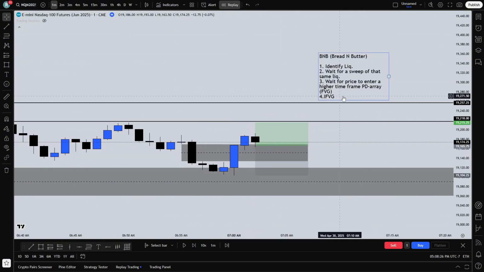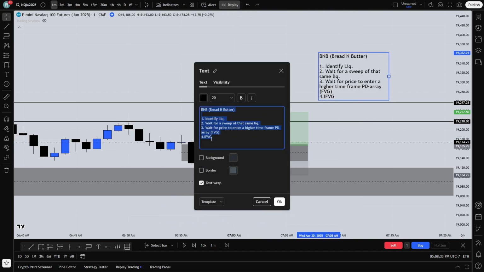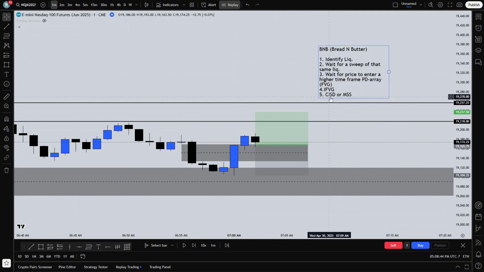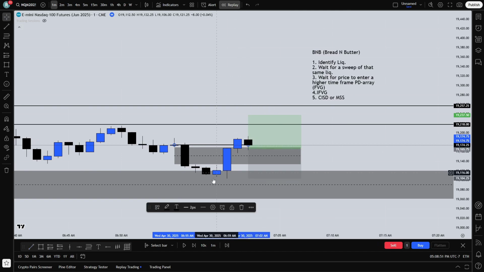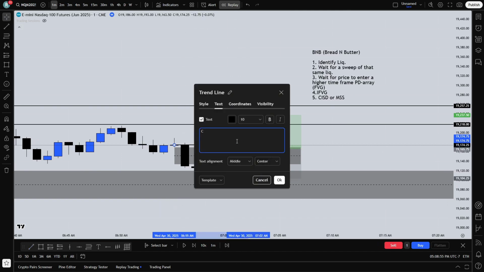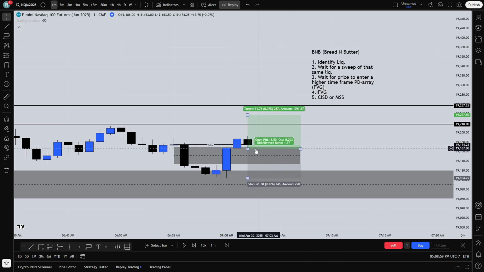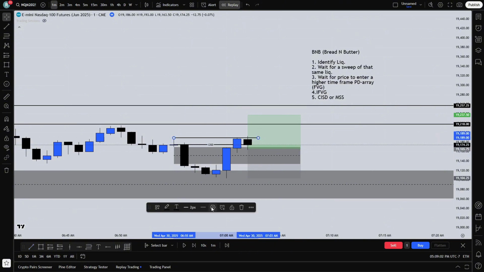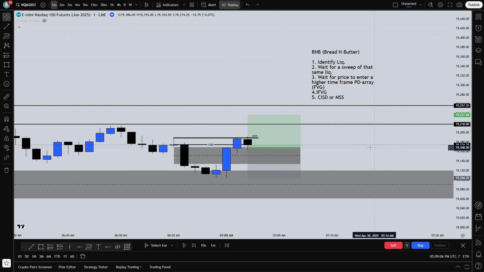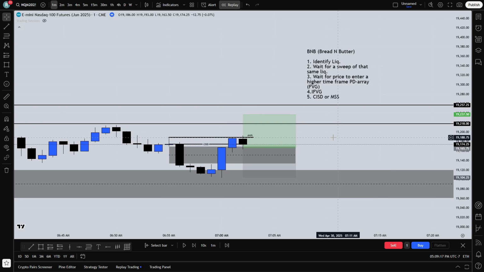What else do we get along the way? Not only right before you enter here, there's one other thing I want to include that I do all the time: wait for a CISD or market structure shift. If you have both of these, that's an A plus setup, bread and butter. We have our CISD here. This candle right here is our CISD, a change in state of delivery. Our market structure shift would be at this high here. Realistically, after a retest of this gap, what we want to see is a market structure shift. Right when we see that shift in market structure, I might sometimes add into my position.